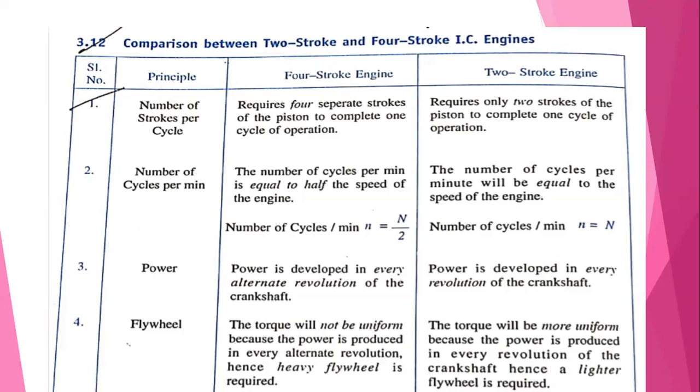In module 3, you have a question on the difference between the two-stroke and four-stroke engine. So once again, the first difference is the number of strokes per cycle. Remember, the cycle means completing the movement of the piston from top to bottom and bottom to top, so that the crankshaft rotates 2 times or 1 time.